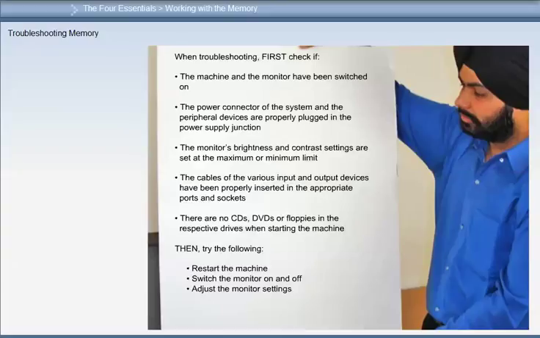Then try the following. Restart the machine. Switch the monitor on and off. Adjust the monitor settings.